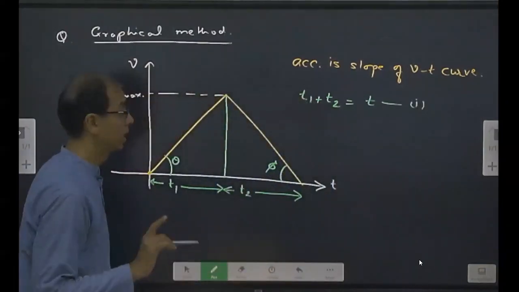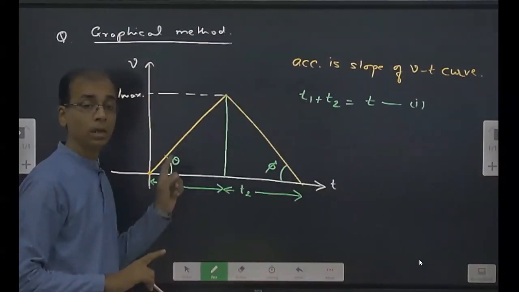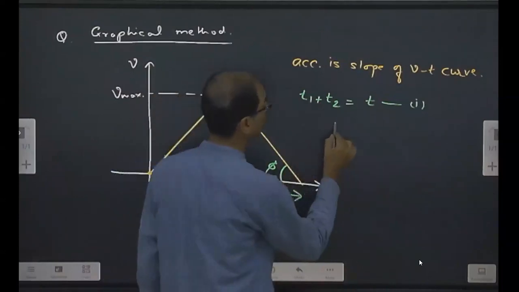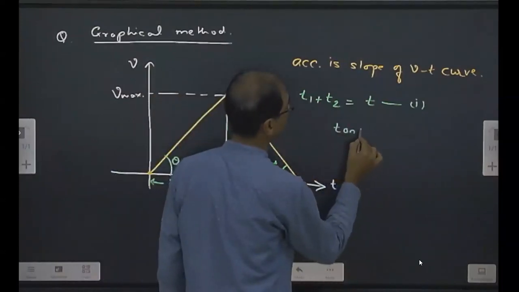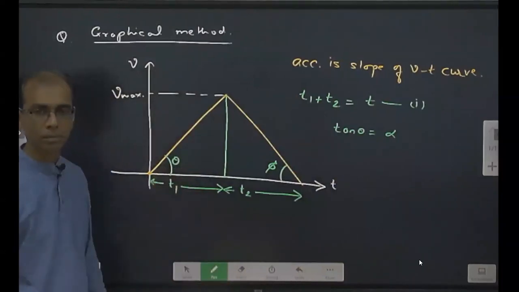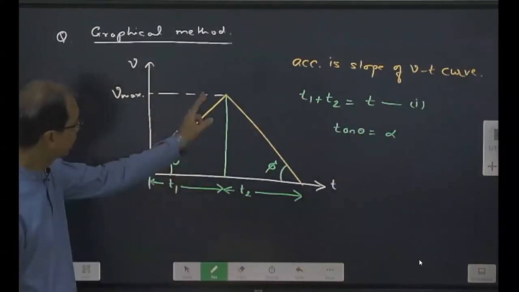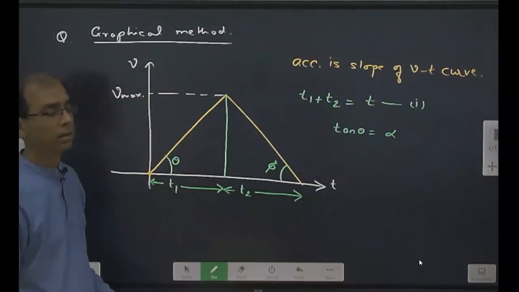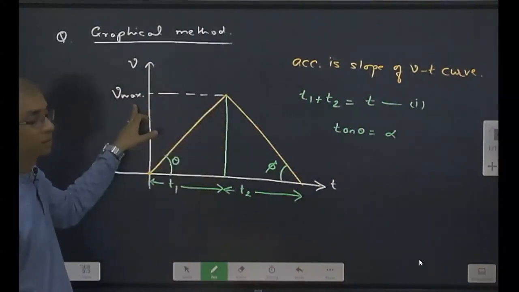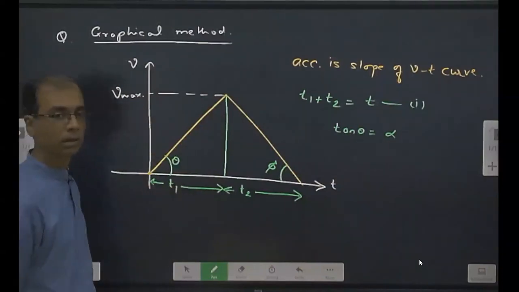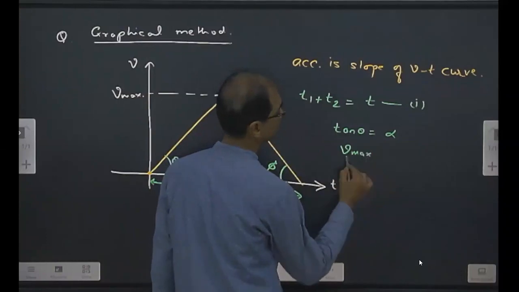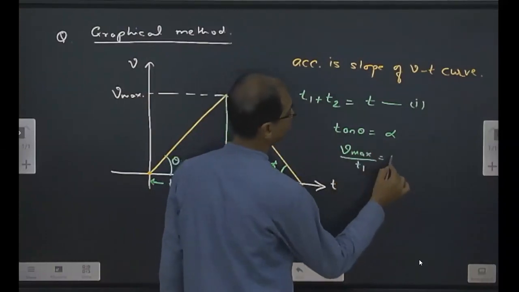Now you see what is given. Acceleration is alpha. Acceleration here means slope, and slope means tan theta. So tan theta is given to you as alpha. In this triangle, tan theta is actually height by base. What is height? Vmax. And base is T1. So I can write Vmax by T1 equal to alpha.